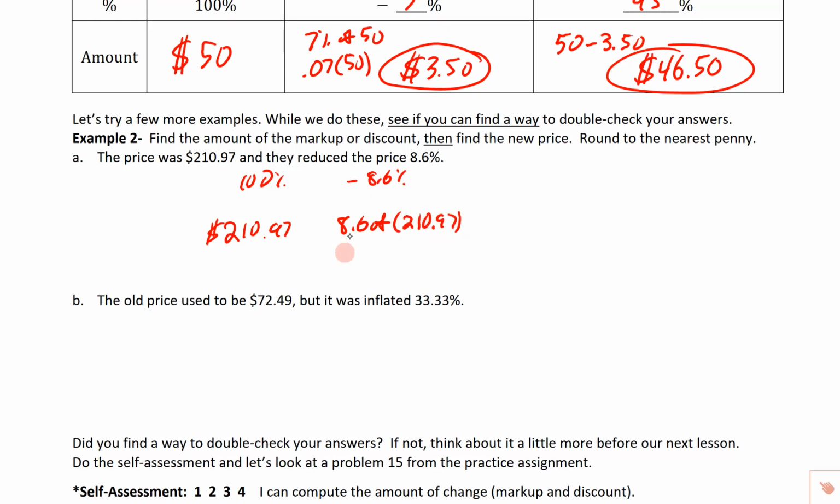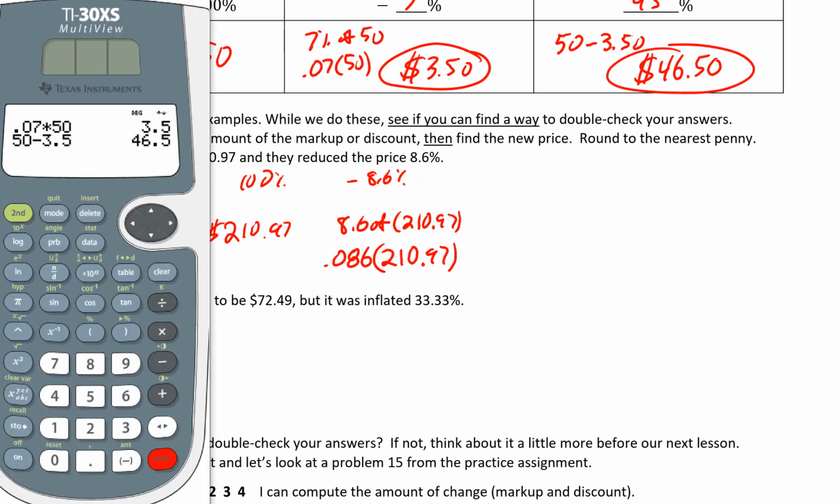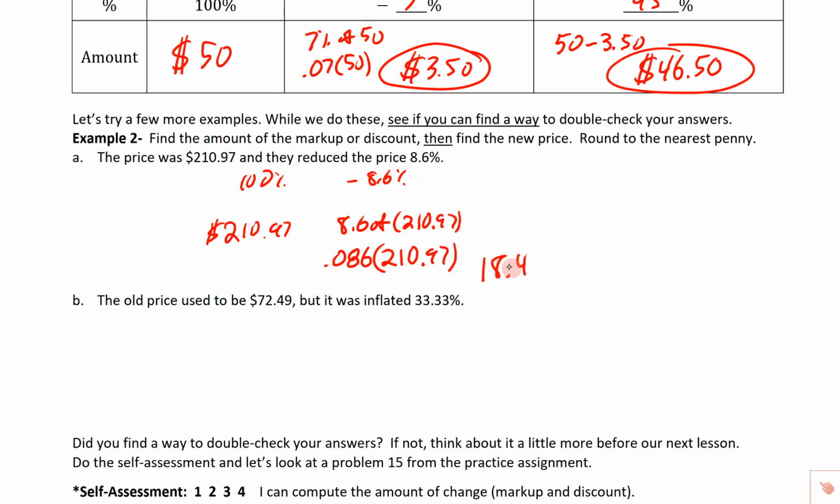$210.97. So move it over 2 places, 0.086 times 210.97, and we'll throw that in the calculator. So 0.086, so that's 8.6% of, so we'll times that by the 210.97. Make sure that we typed it in the right way, and we end up with $18.14 and just a little bit more. Is that little bit more enough to bump it up to 15 cents? It's not, so it's going to be $18.14. Okay, so that's the discount.